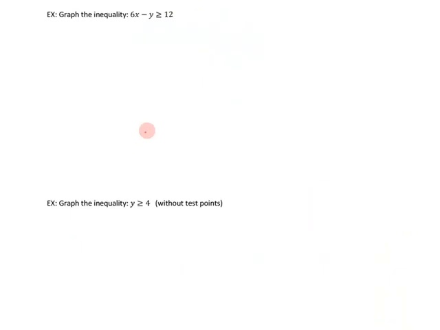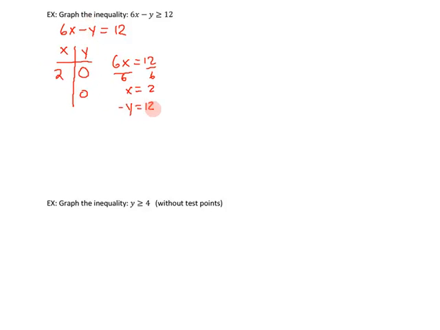All right, let's approach this next one the same way. Start by rewriting the inequality as an equal sign problem. And I'll graph the line using my value table method. So I'll pick a 0 for y. That gives me 6x is equal to 12, or divide both sides by 6, I get x is equal to 2. All I did was plug in 0 for y. Now plug in 0 for x, I'll get a negative y is equal to 12, or y is equal to negative 12.